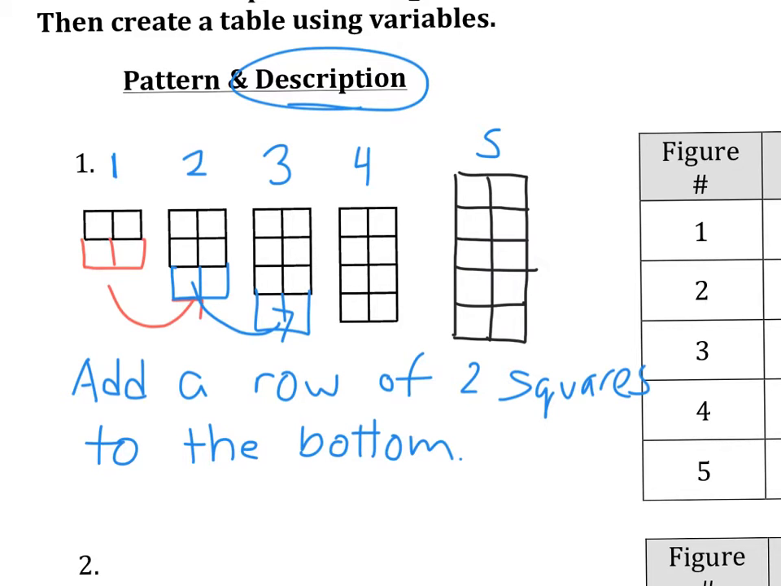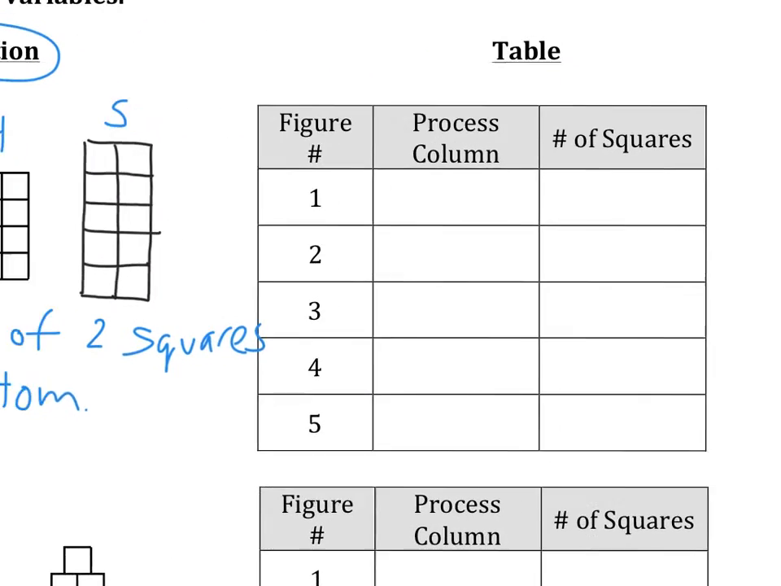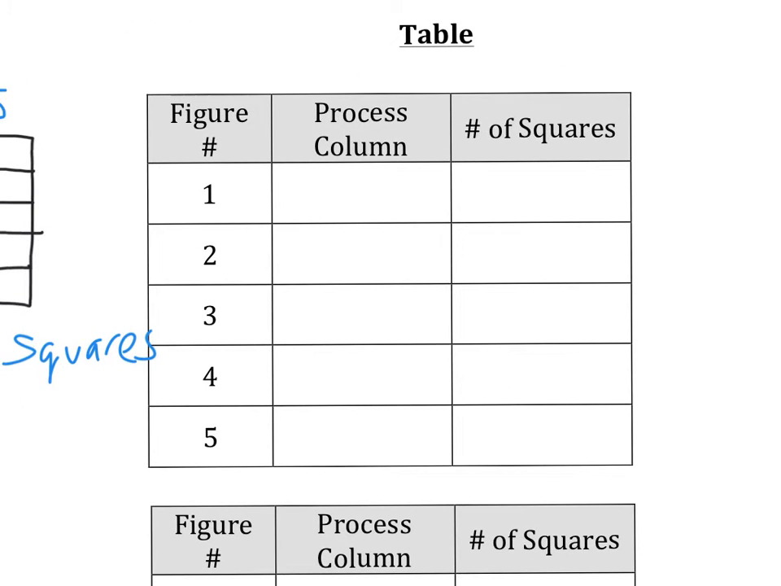We described it using words, and let's see mathematically if there is a way to describe it by a table. The first figure, I have 2 squares. The second figure, I have 4 squares. Clearly, we see the pattern continues on, 6, 8, and 10.